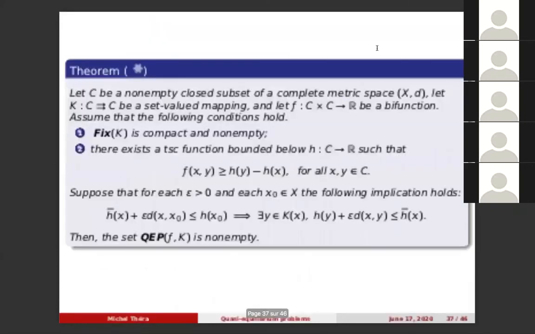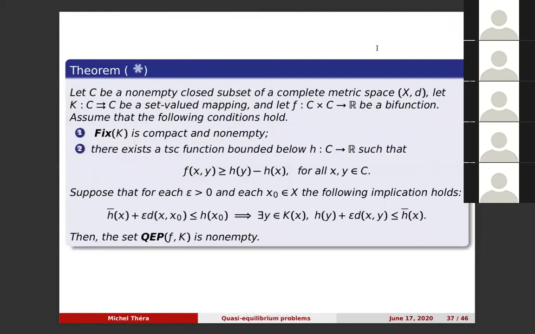From this, we can prove that if C is a non-empty closed subset in a complete metric space X, K is a set-valued mapping, F a bifunction, and we suppose that the set of fixed points of the multifunction K is compact and non-empty, and that there exists a transfer lower semi-continuous function bounded below H, such that you have this inequality for every x and y in C. And you suppose that for every epsilon strictly positive and each x naught in X, this implication holds. Then you can prove that the set of quasi-equilibrium points of F, K is non-empty.